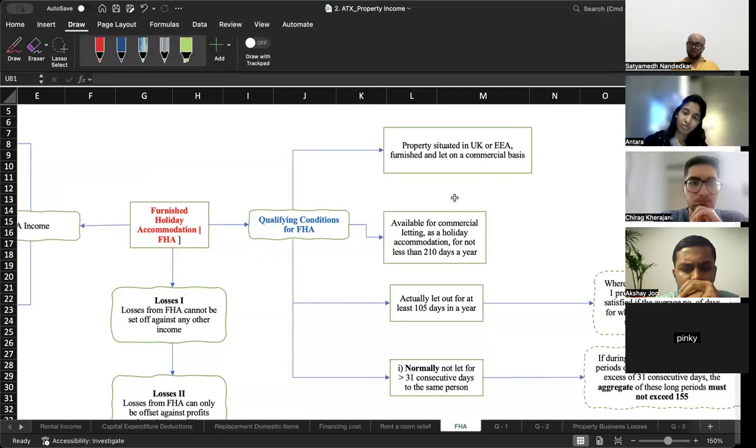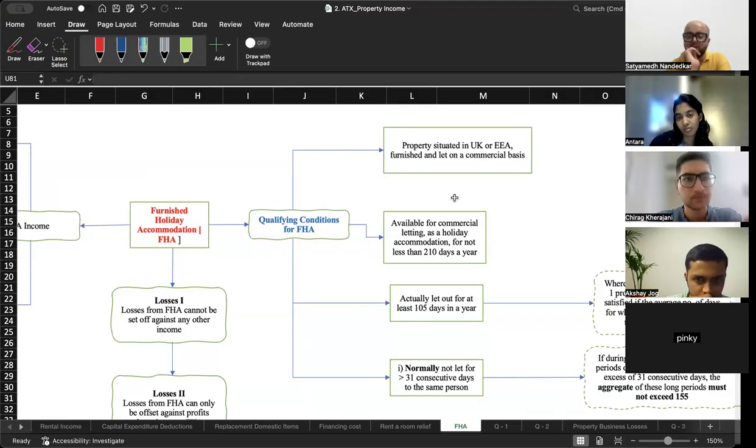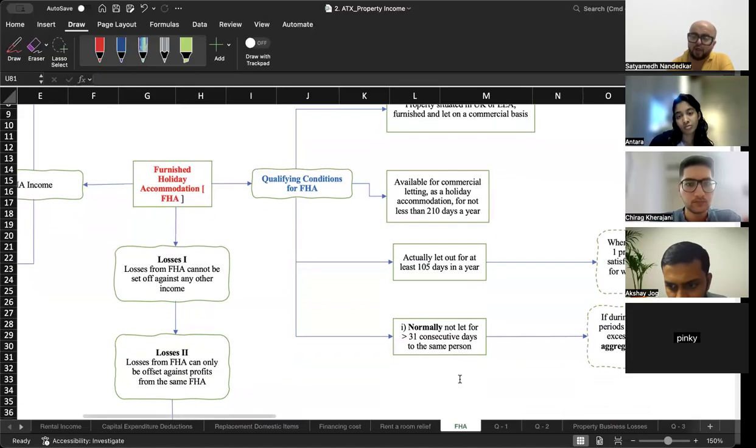Then available for commercial letting as a holiday accommodation for not less than 210 days in a year, which means it should be available for letting for minimum 210 days. So out of 365 days, let's say for 150 days, the property was occupied by the family for whatever wedding, jo bhi tha. For the remaining days, see if it is available for more than 210 days or not. If it is available for more than 210 days and the second condition is fulfilled, then actually let out for at least 105 days in the year and normally not let for greater than 31 consecutive days to the same person. Now, this condition, actually let out for at least 105 days in a year.